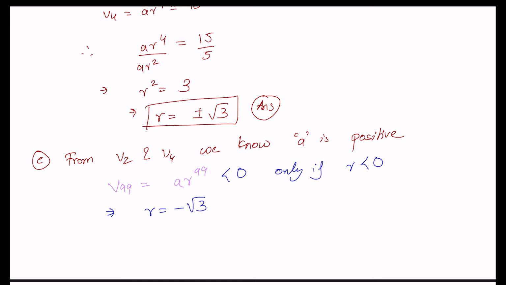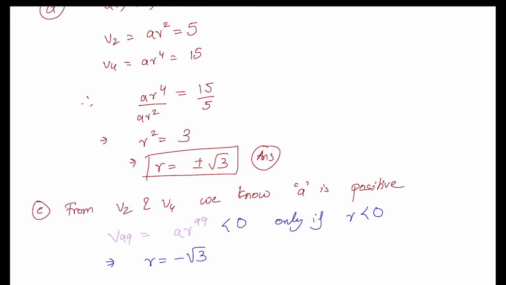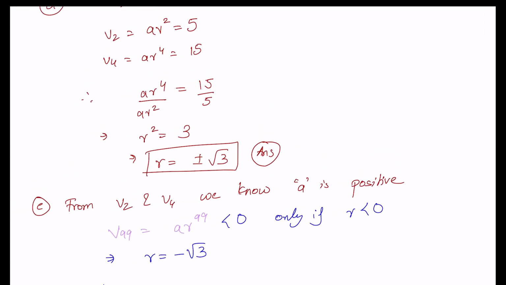Now we have to find A. How will I find A? Basically, you can use V2. So AR is minus 3, so AR square is 5. We can write A times minus root 3 whole square is 5. So A is equal to 5 over 3.